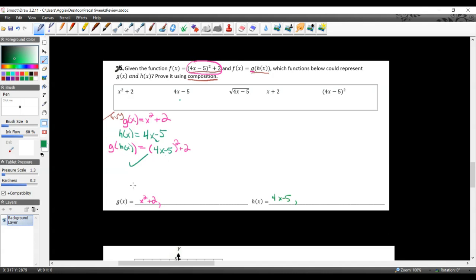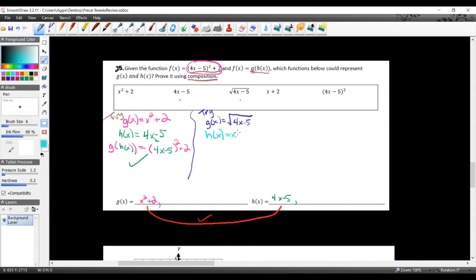I'm putting a comma because there could be some other ones. I'm going to tie these together with a line. So these two together work. Now we're going to try another combination because we have other functions. Let's let g of x equal the next one, 4x minus 5, and let h of x equal x plus 2.